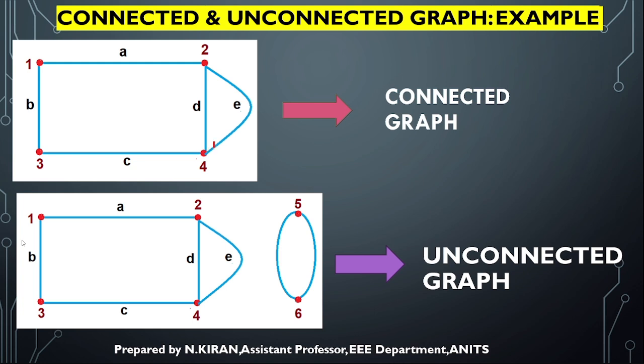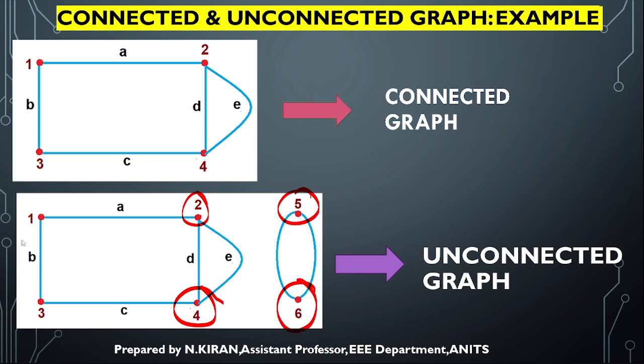But in the second example, how many nodes are there? 6 nodes are there. But when I consider the second node and the fifth node, there is no path between them. When I consider the fourth node and the sixth node, there is no path existing between them. So that is the basic difference between a connected graph and an unconnected graph. In a connected graph, at least one path exists between any two nodes.